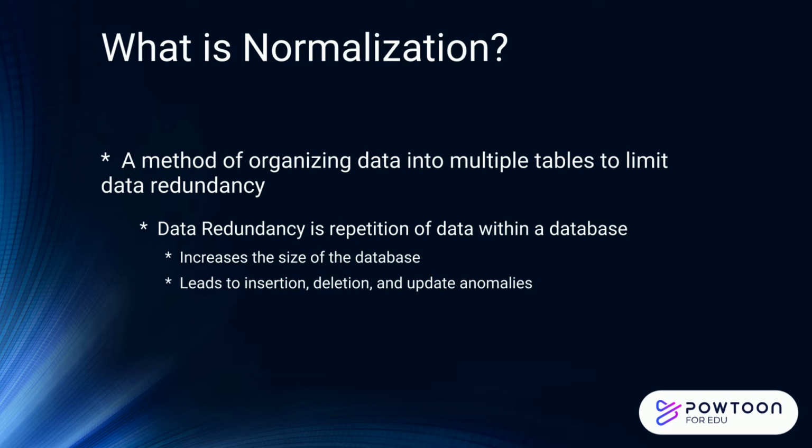An example of an update anomaly is when you have duplicate data in multiple fields in the database. If you update just one of those fields, but not all the fields, the data that should be the same in all locations is not.